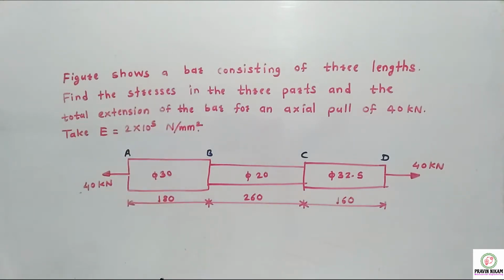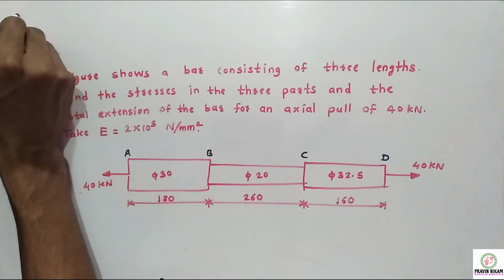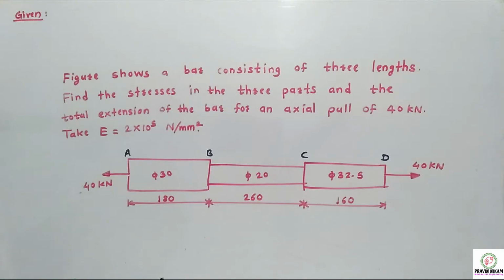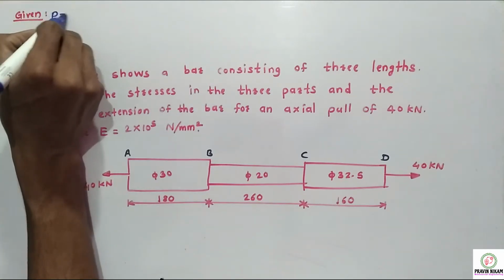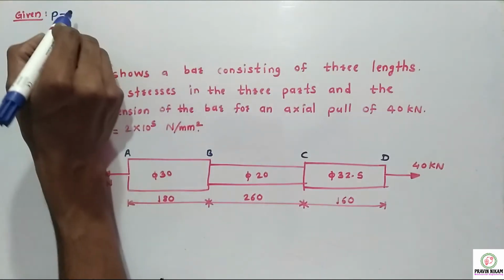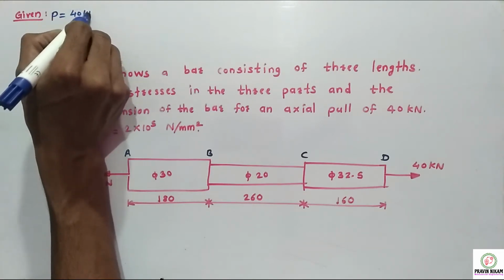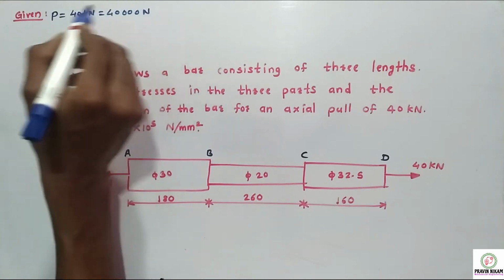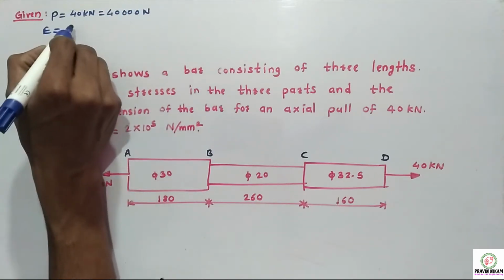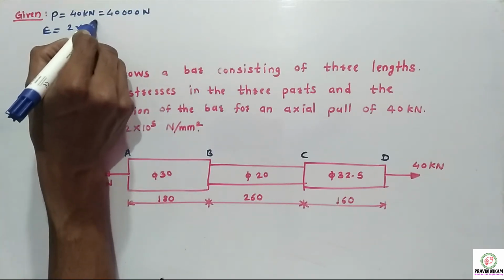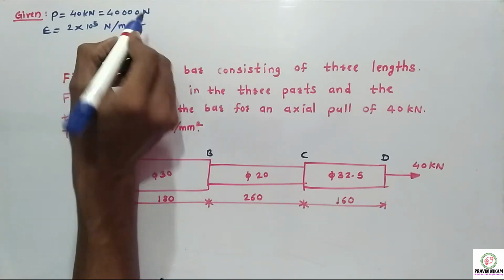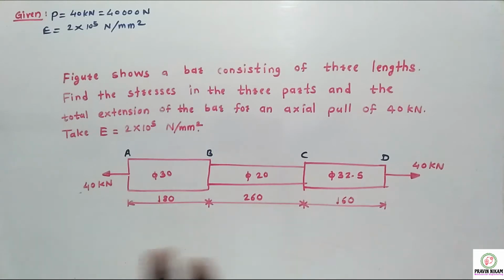So how to solve this? We have given the pull P is equal to 40 kilonewton, means 40,000 Newton, and modulus of elasticity E is given 2 into 10 raised to 5 Newton per mm square, and this diagram is given. Now let us solve this.